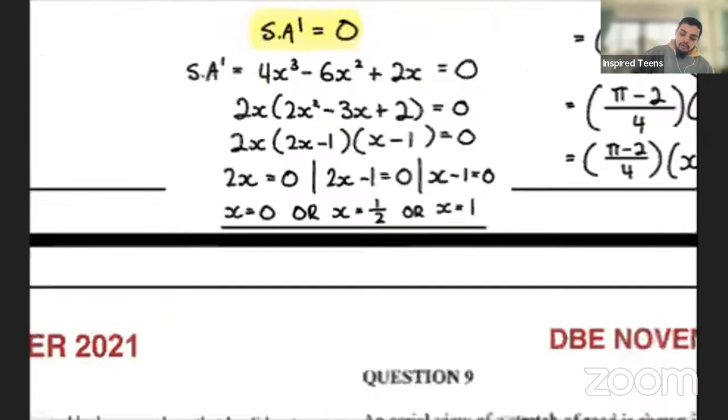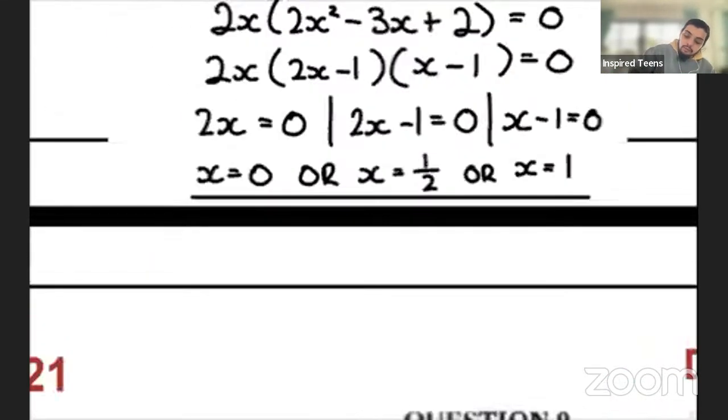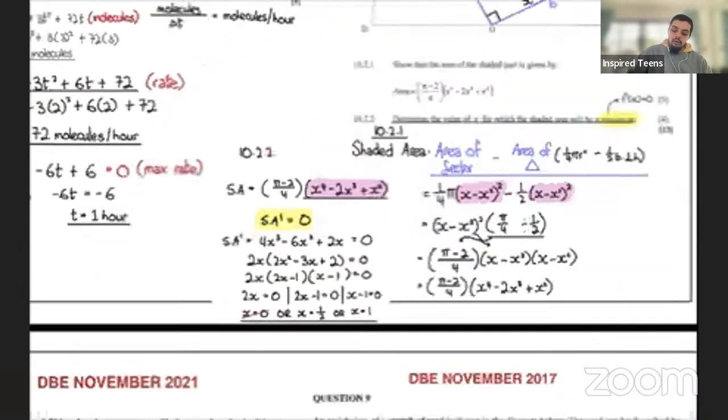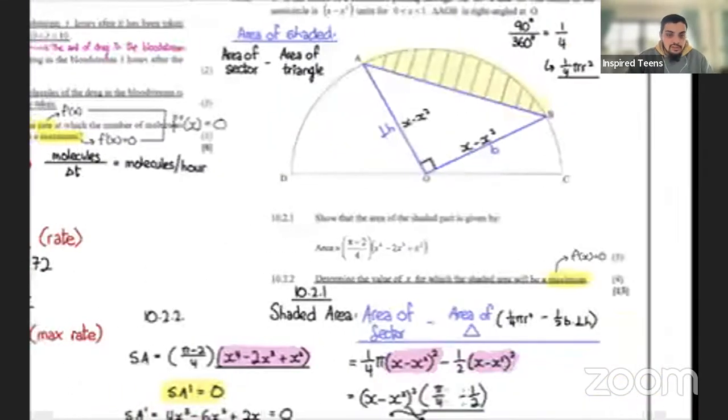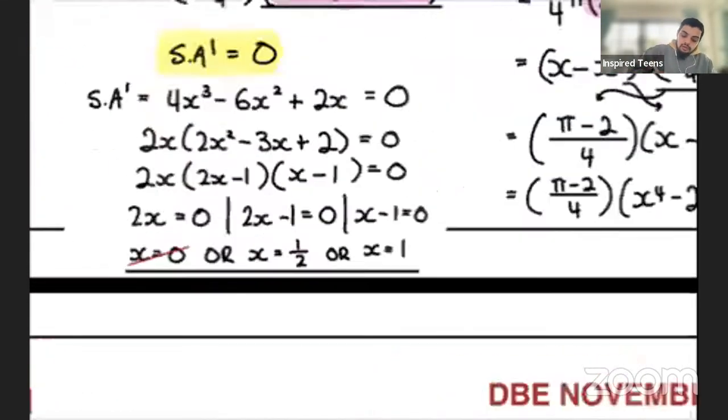So how do we choose? Of course, firstly, it cannot be 0. X cannot be 0 because if it's 0, that makes 0 minus 0 squared, that's 0. So it's telling us that the distance of AO is 0, and you can never have distance as 0, especially if you want to have a maximum. How can a distance of 0 give you a maximum? That's not possible. So 0 is out of the question.